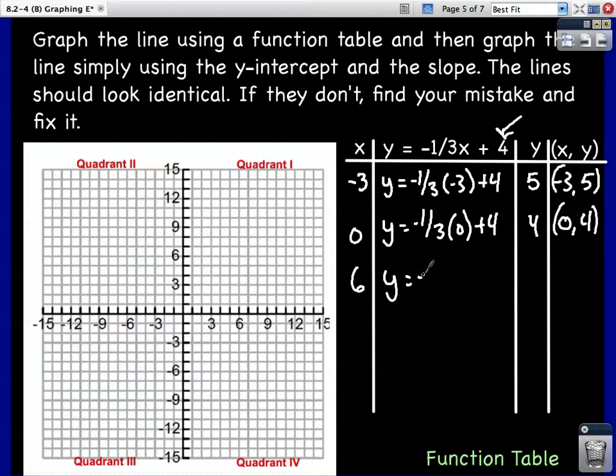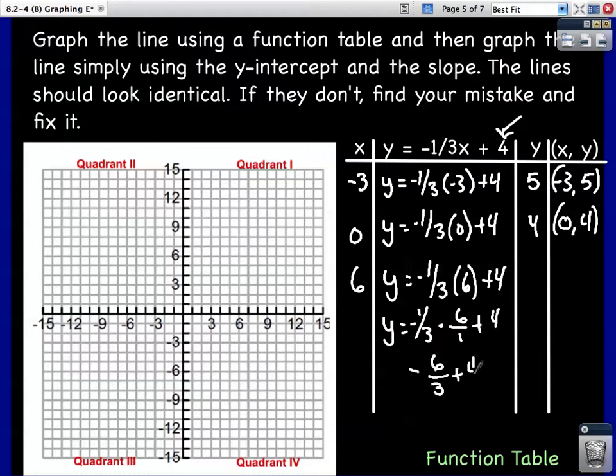So y equals a negative 1/3 times 6 plus 4. Again, I'll show you the math on this. So y equals negative 1/3 times 6 over 1 plus 4, or a negative 6 over 3 plus 4, which is a negative 2 plus 4, which leaves us just with 2. And I know I went fast through that, but that's the line of logic here on the math. So when x is 6, y is 2. So we have the point 6, 2. Now I can quickly graph all these points. Okay, negative 3, 5. I've got 0, 4. And I've got 6, 2.